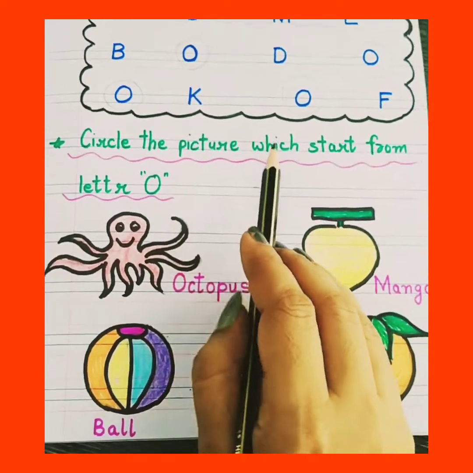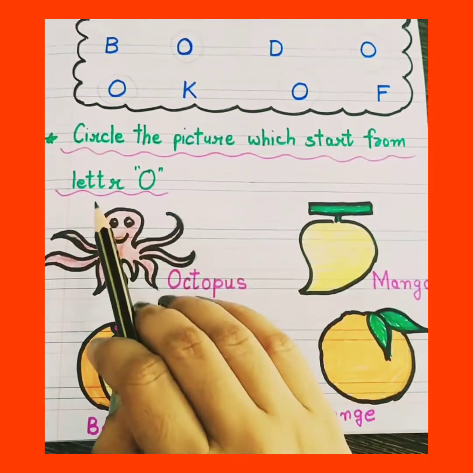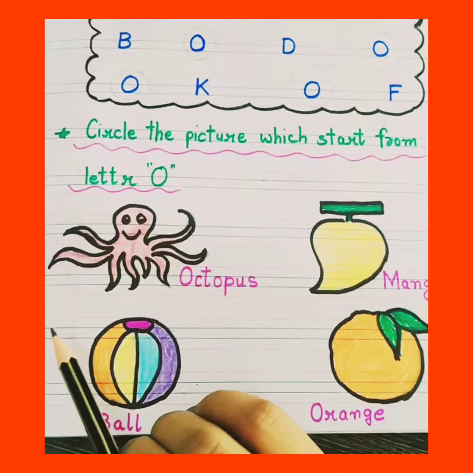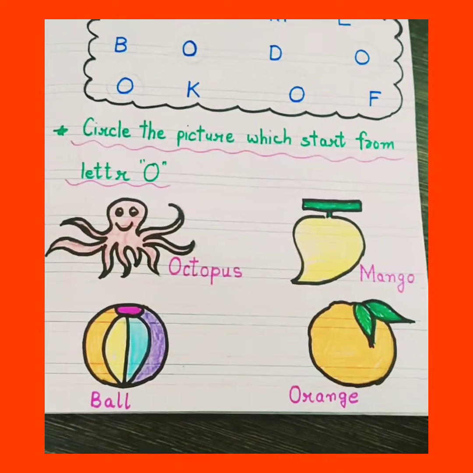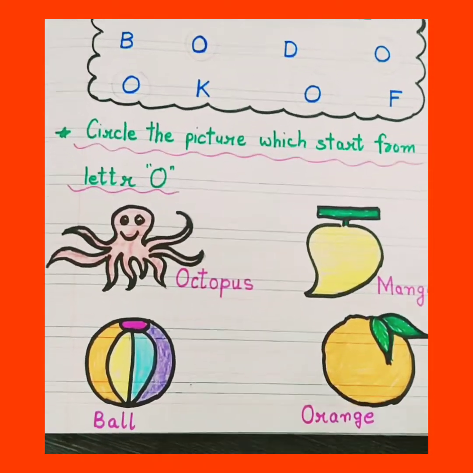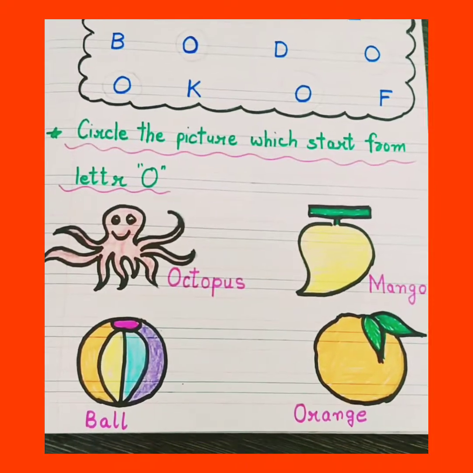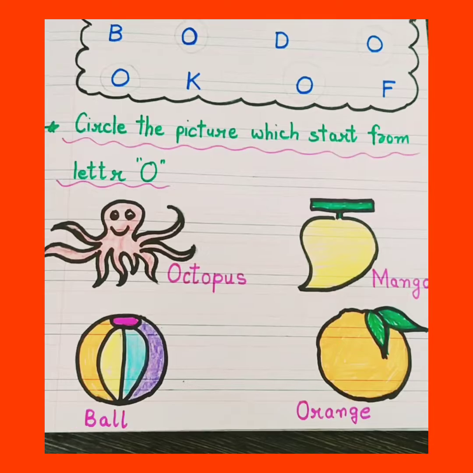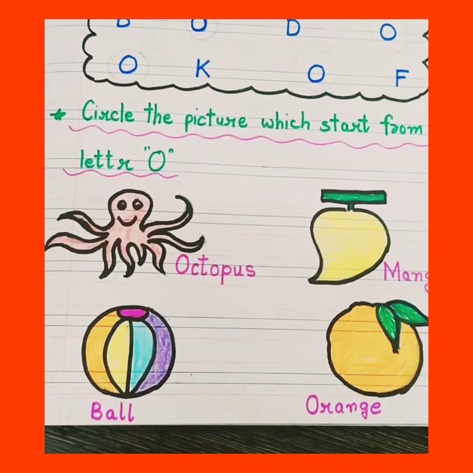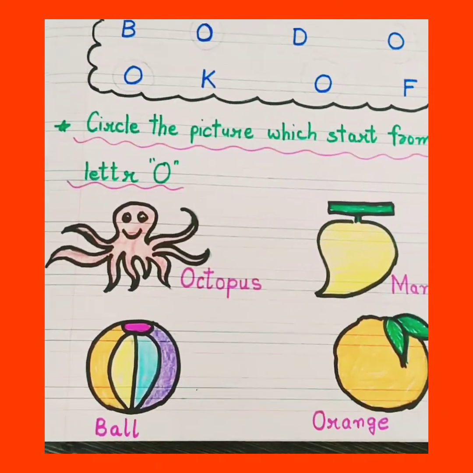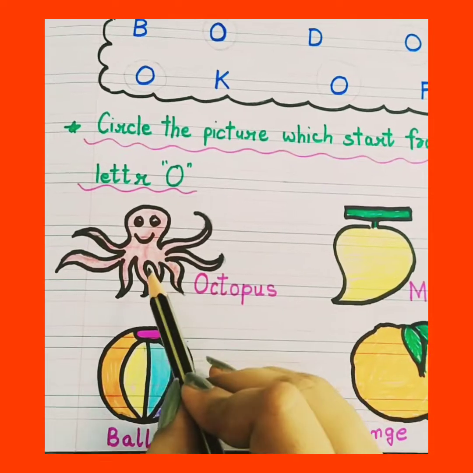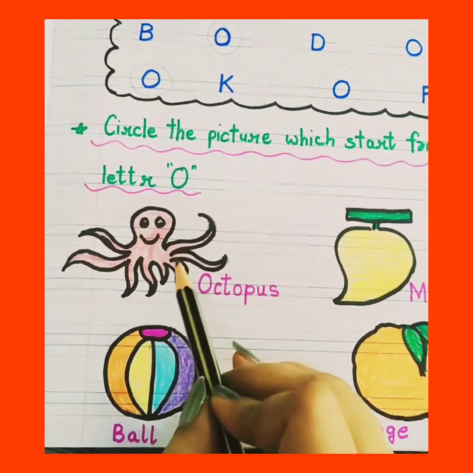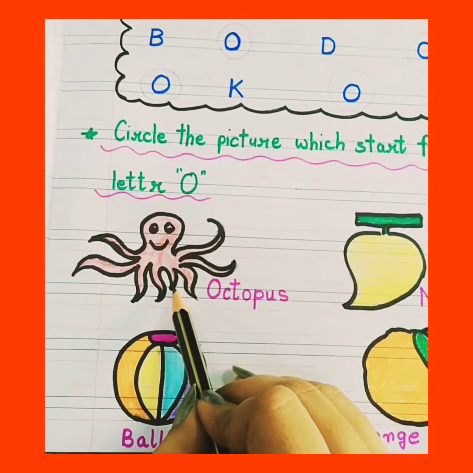Circle the picture which starts with letter O. Okay. Now in this activity, what you have to do kids? In this activity we have some pictures. Okay. So you have to circle the picture which is starting from letter O. Okay. So let's start. What is the first picture? This is octopus. What is this kids?